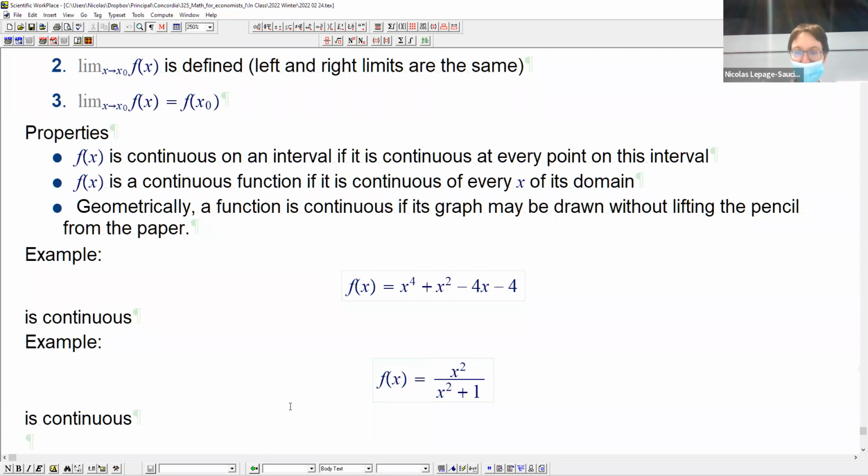So let's actually go and draw that. x squared divided by x squared plus 1. The bottom never equals 0. That's perfectly fine. We can draw it everywhere and you never have to lift your pencil.